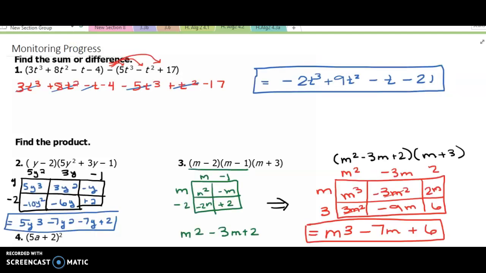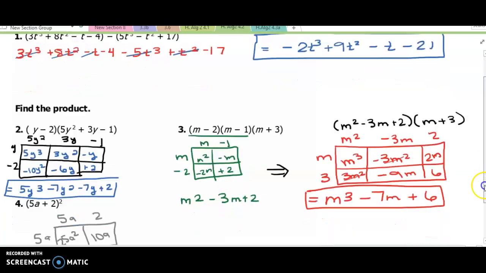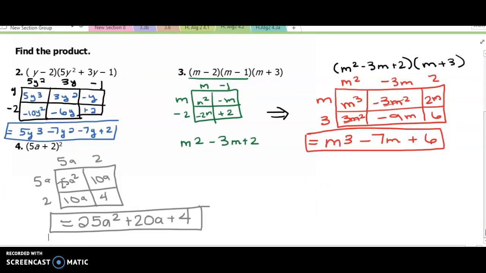All right, so here's what you should have gotten on the top 3. And then here's what you should have gotten on the bottom one.